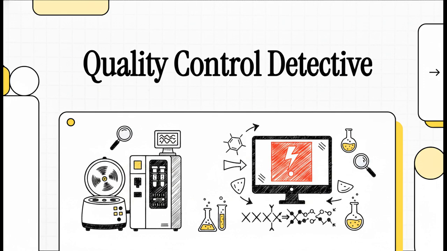You're waiting for the sequence to finish, and suddenly, bam! A flashing red fail pops up on your monitor. Your result is outside the specification. In the high-stakes world of pharmaceutical manufacturing, you've just hit an OOS, an out-of-specification result.